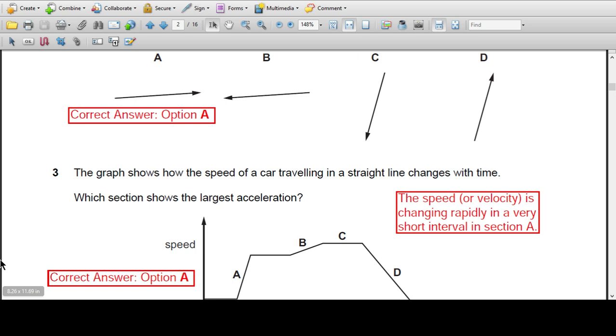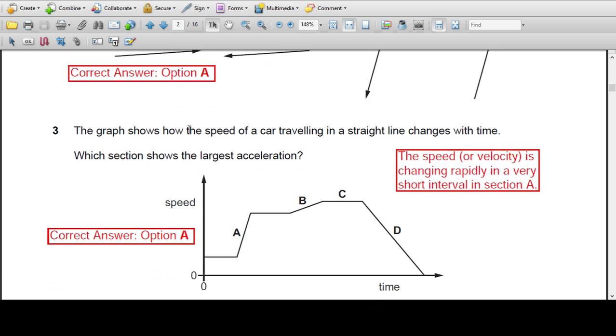Now question number 3. The graph shows how the speed of a car traveling in a straight line changes with time. So here we have speed on the y-axis and time on the x-axis. Which section shows the largest acceleration? A change in speed or velocity in a small time means high acceleration. In this case the slope is so high, the speed or velocity is changing rapidly in a very short interval in section A.